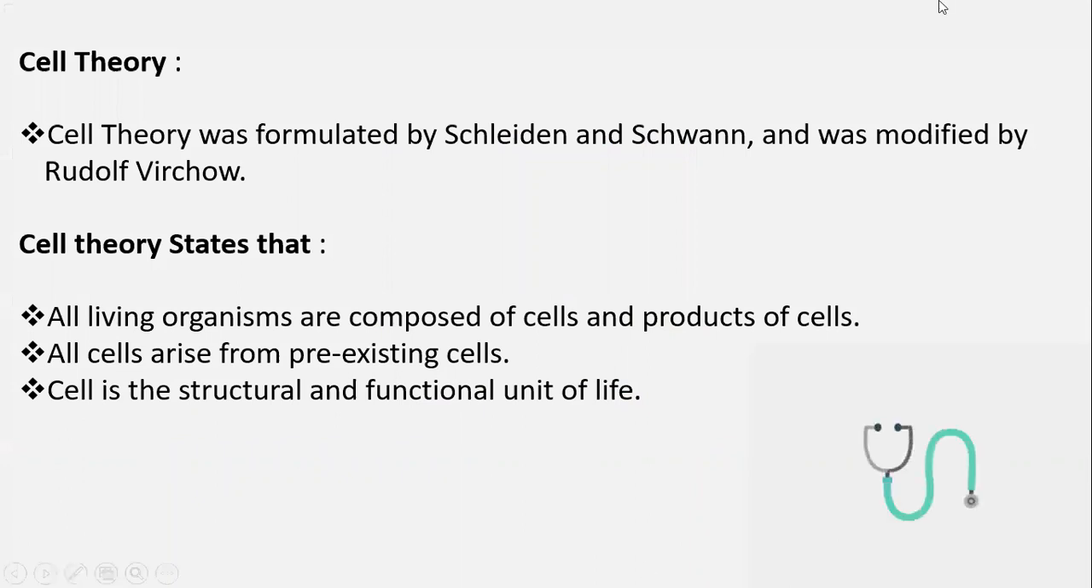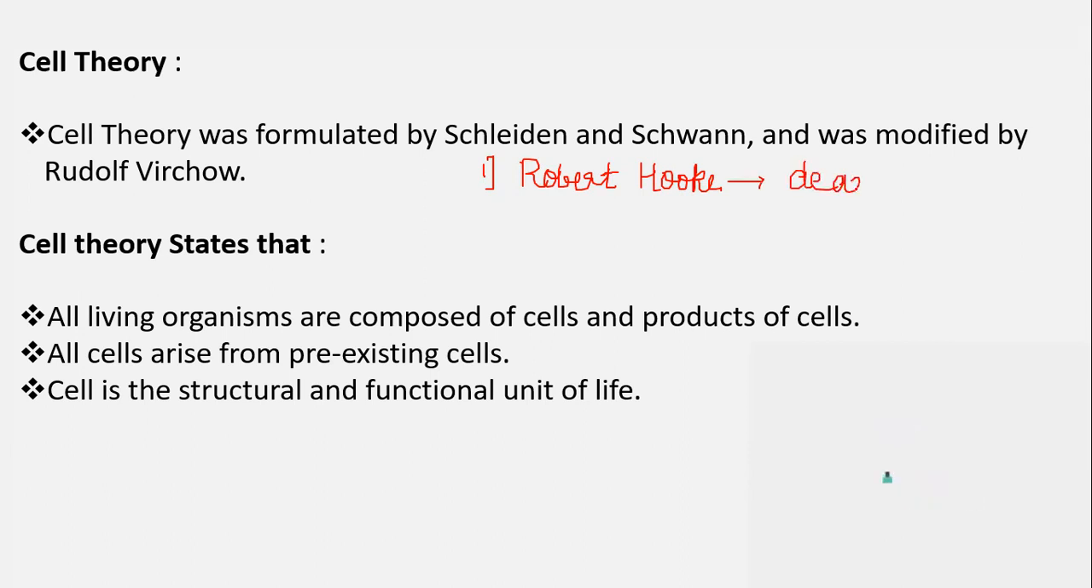So in this chapter, first of all, we are coming with the cell theory. But before discussing the cell theory, I would like to tell you about two important discoveries. The first one is Robert Hooke. What was the discovery of Robert Hooke? Robert Hooke was the first person to observe a dead cell through the microscope. He was the scientist who discovered the cell. He observed the dead cells of a cork.